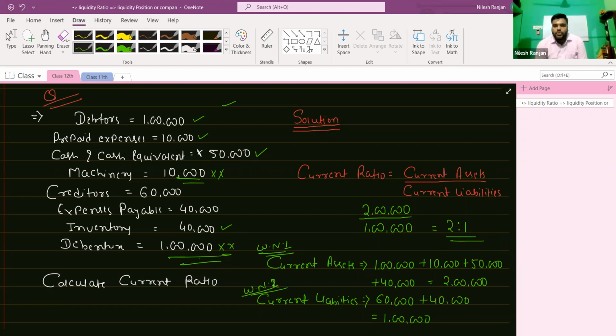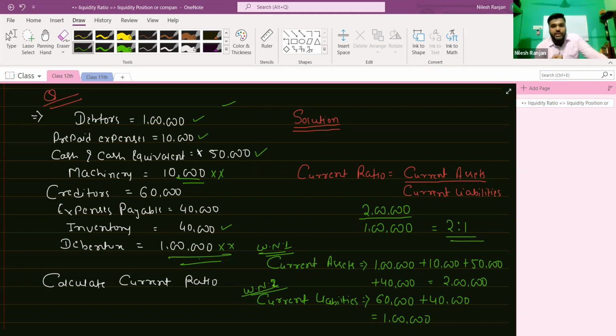So this is how you are going to calculate the current ratio. There is one more ratio called liquid ratio. We will discuss the liquid ratio in our next class. But in current ratio, there are different types of questions that will be asked in exams or books. So this is a simple example of a question. In this, current assets and current liability are given.